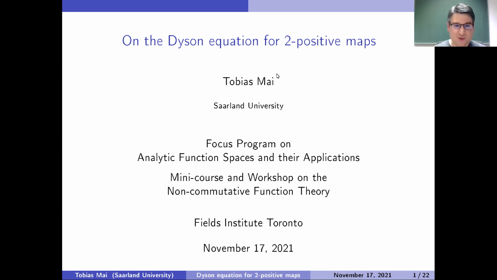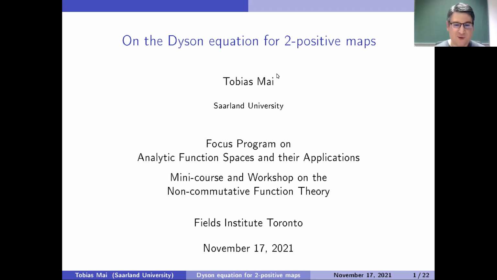So yes, I'm going to talk about some recent work which I carried out during the last months. It's not yet on arXiv, but I hope that this will happen soon. It's on the Dyson equation for two positive maps. And as the title suggests, to people who already know something about free probability, this might have something to do with free probability.